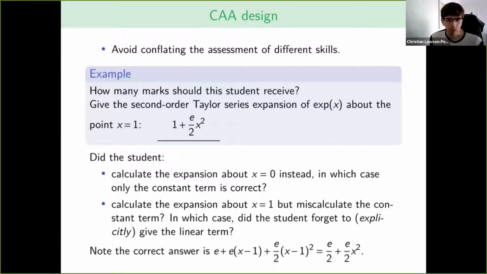Doing this, the correct answer would be e over 2 plus e over 2 times x squared. There is also the issue of the missing x term. So should the student have given this term explicitly as 0 times x? If this were a written question, we would hopefully see their working and have an insight on their thought process that in turn allows us to assess their learning more accurately.